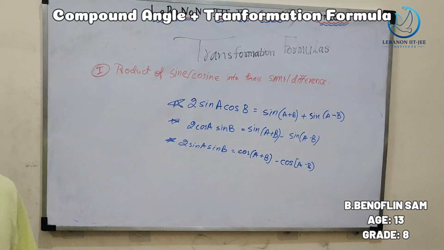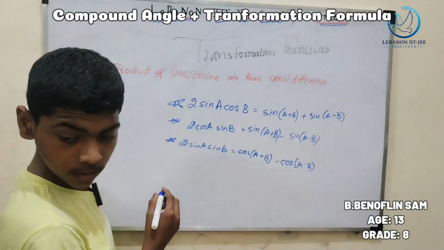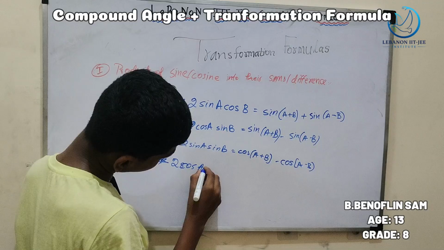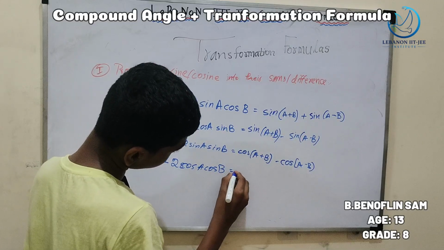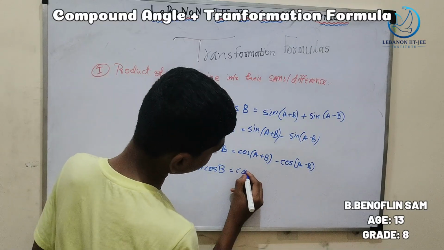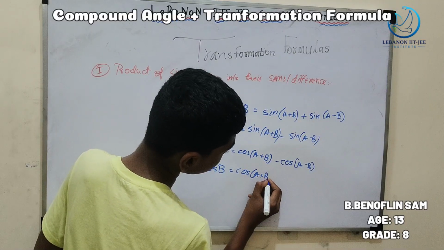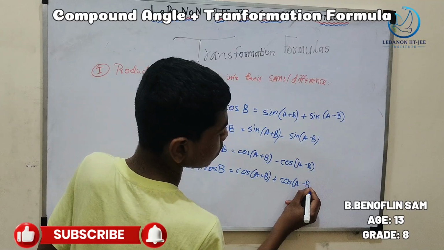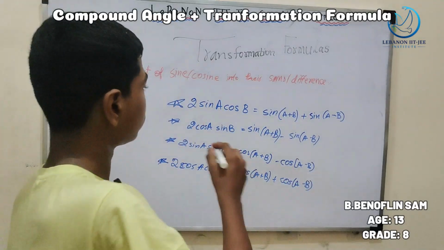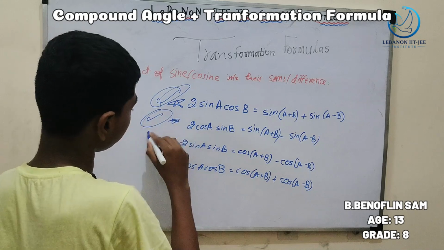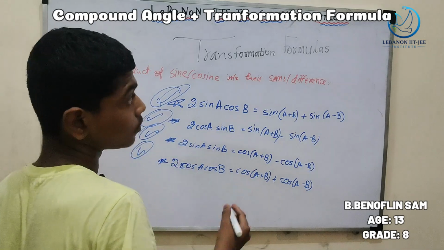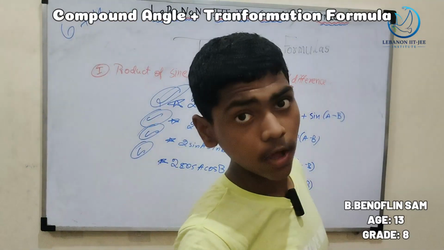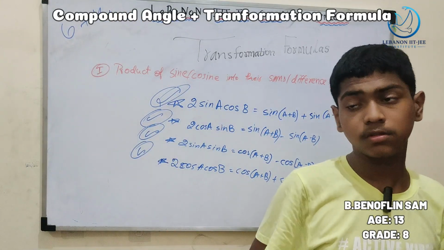And last but not least, 2 cos A cos B is equal to cos A plus B plus cos A minus B. So this is how you have to memorize this. It will be 6 plus 4 formulas, and then you'll go for questions.